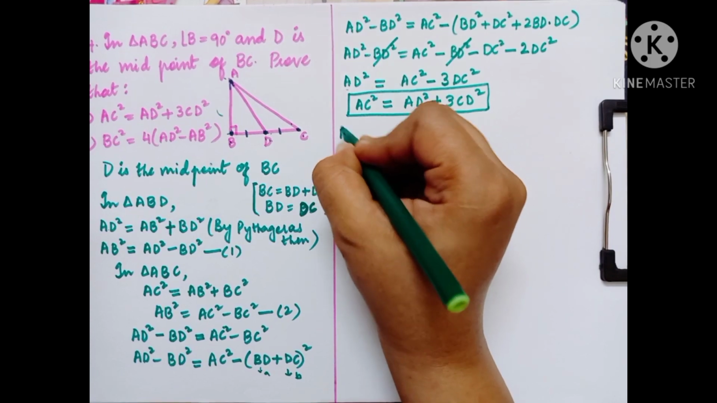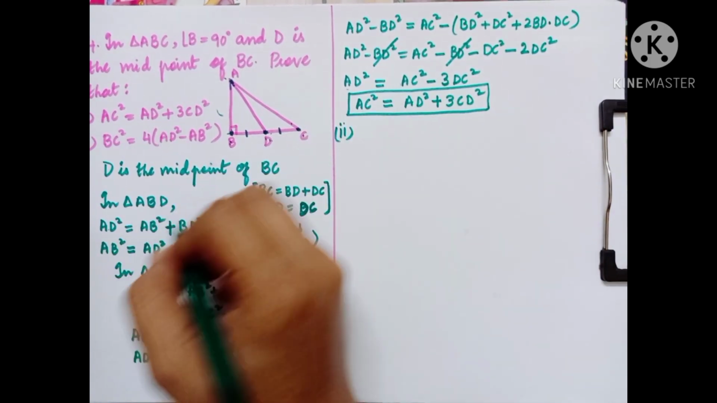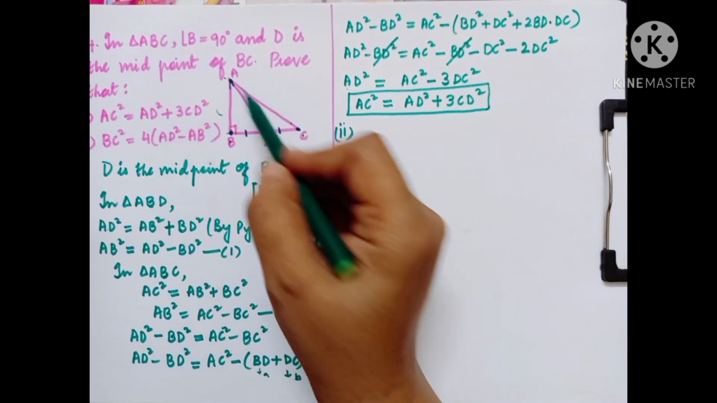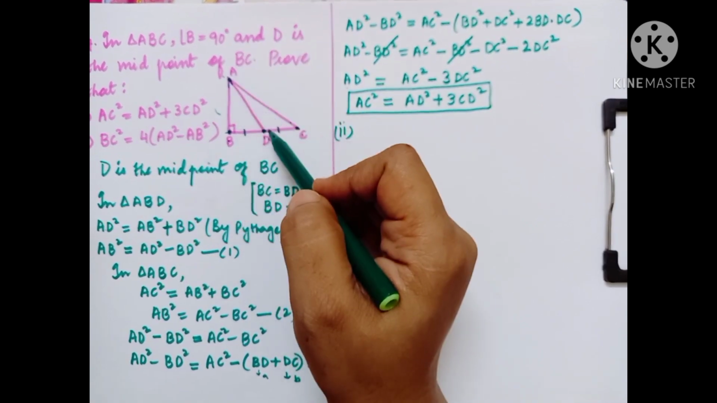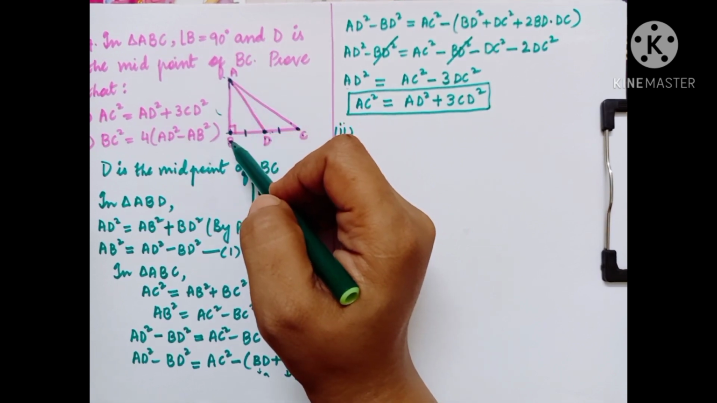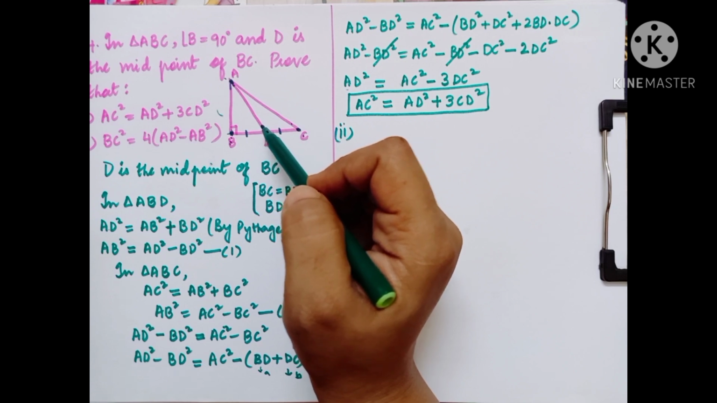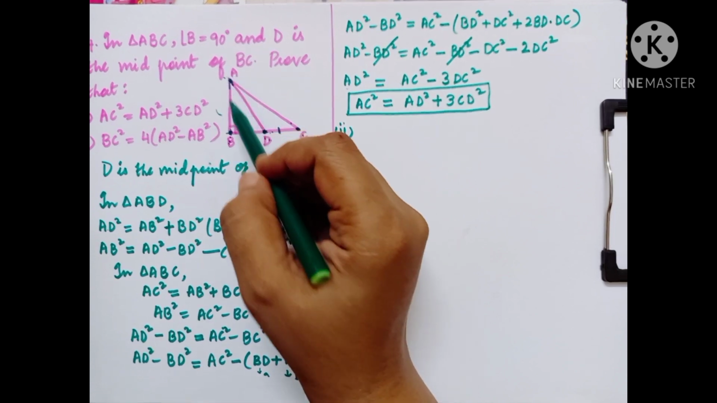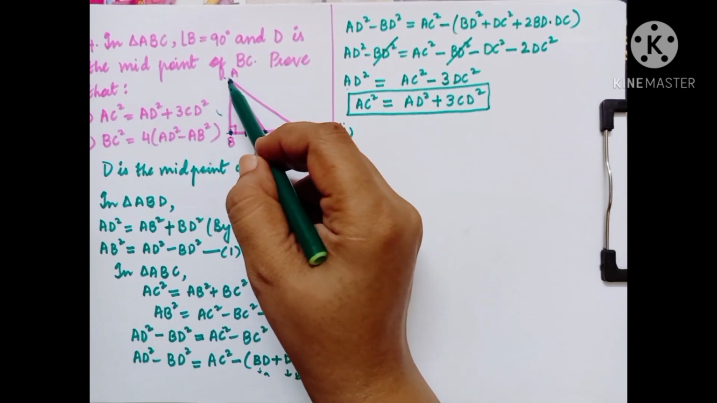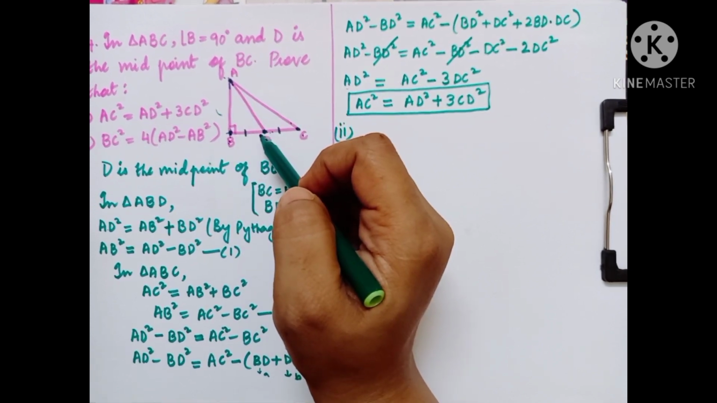Let me write the second bit. Now once again you can see AD square equals AB square plus BD square. Which triangle are you assuming? Once again, this triangle only. This AD square equals AB square plus BD square.